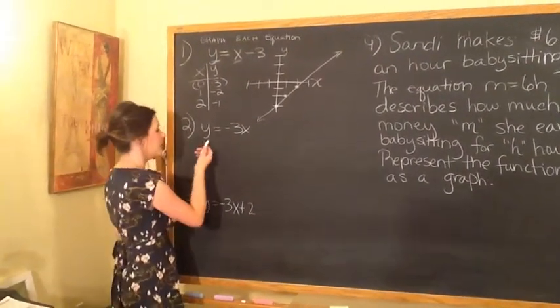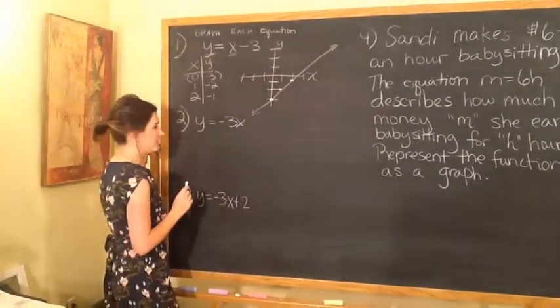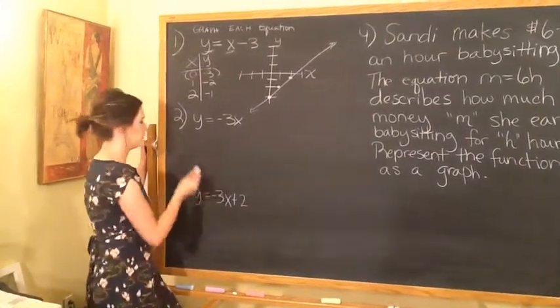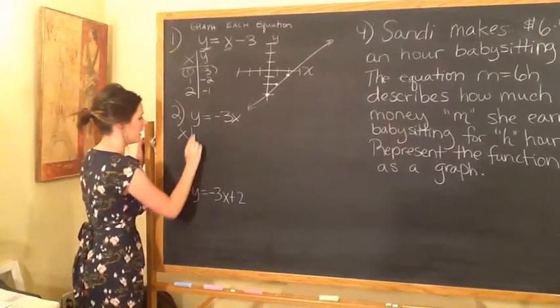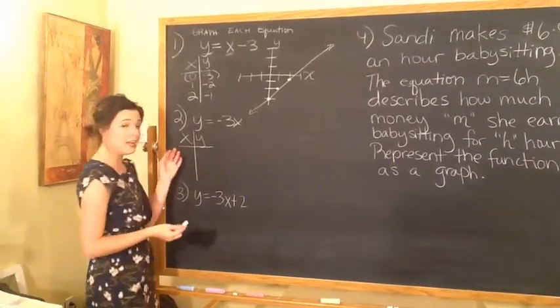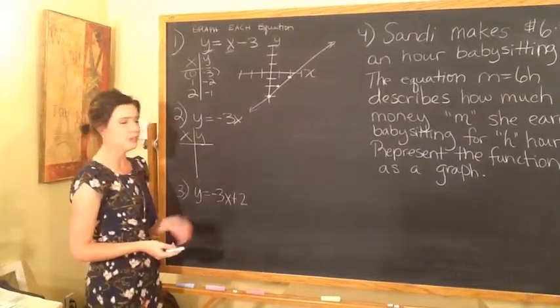Now I'm going to make a graph for this equation. So I'm going to make a table, first of all. I'm going to have x, and I'm going to have y. So when I plug in any number for x, I'm going to get something for y.